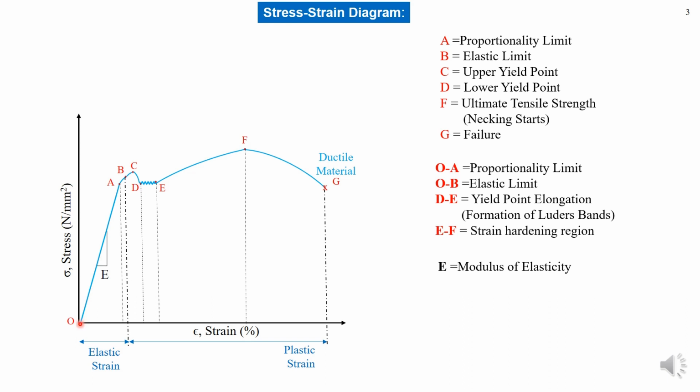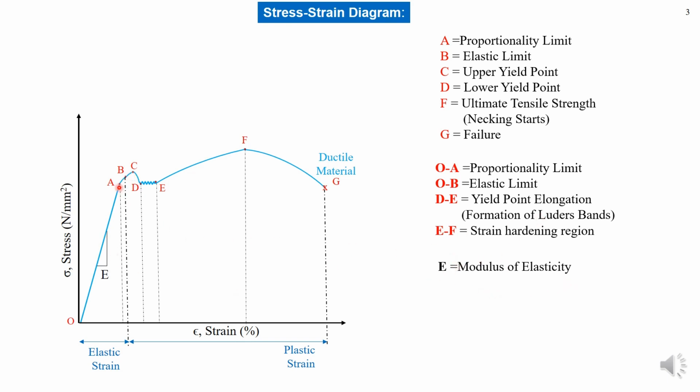When you are increasing the load, you will get a straight line up to OA. This is known as the proportional limit. Means as you are applying the load, the strain is also increasing, and you will get a straight line, and the slope of this is known as the modulus of elasticity E.